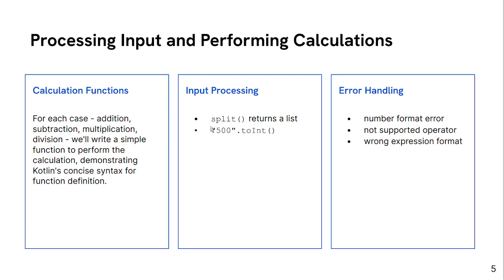Suppose the token is a number in its string form. If we would like to convert it to int, just use the string value dot toInt, and then it tries to parse the string into an int value. Then for error handling, we need to use try-catch because there could be a number format error, an unsupported operator, or a wrong expression format.